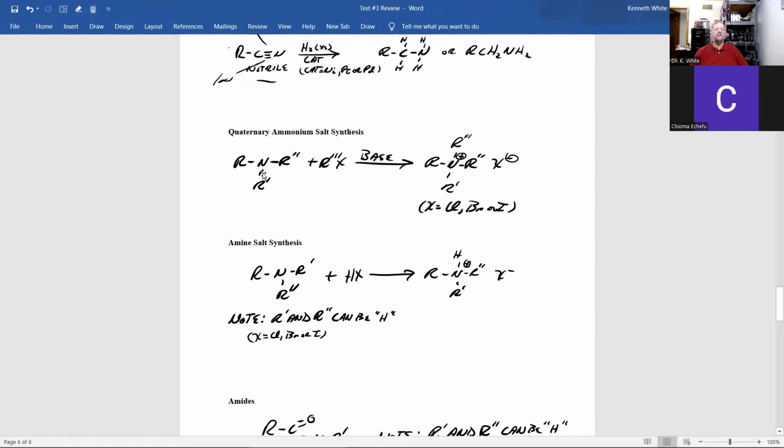But anyways, tertiary amine, alkyl halide, base. You make a quaternary ammonium salt. Remember, it has to have an anion. For this class, X can be chlorine, bromine, or iodine.